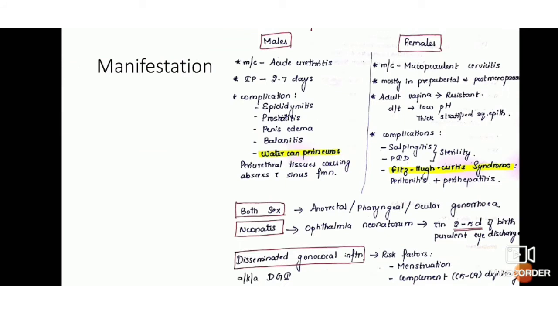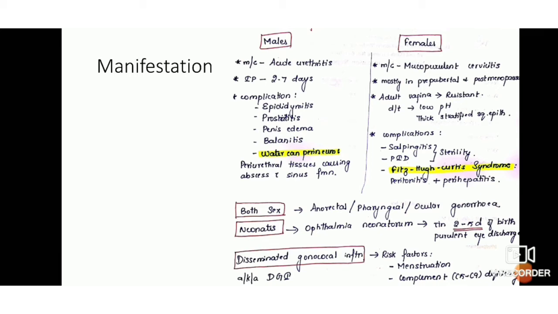Coming to the manifestations, in males the most common manifestation is acute urethritis with an incubation period of 2 to 7 days, and complications are epididymitis, prostatitis, penile edema, balanitis, and Water-can perineum, that is periurethral tissue infection causing abscess with sinus formation.